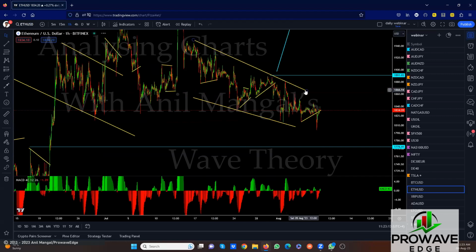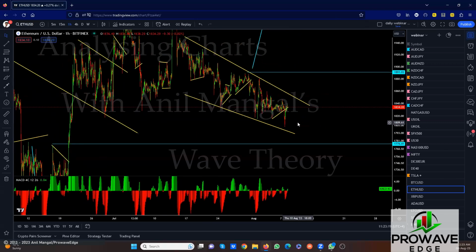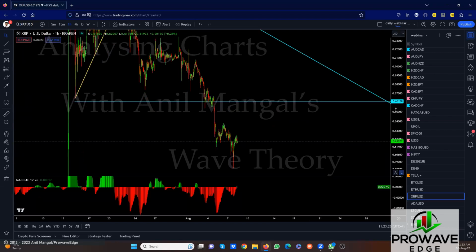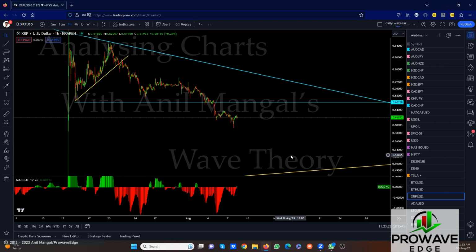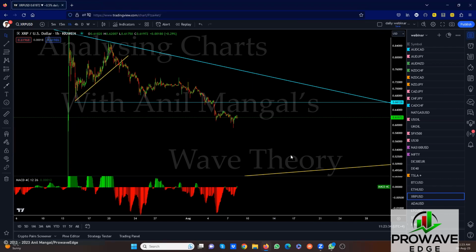Sideways kind of move. We're still in this, whatever that is, channel or ending diagonal type of structure. It's going to get a buy setup very soon. If this makes a flag here, look for a buy. XRP. Okay, we might be turning. So we need a flag here and go for that trade.